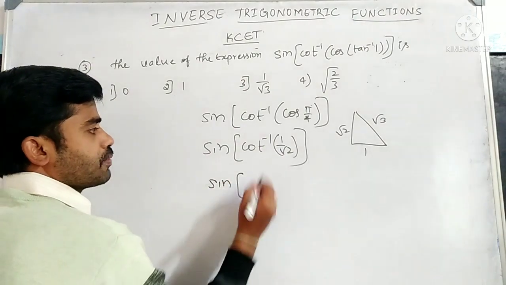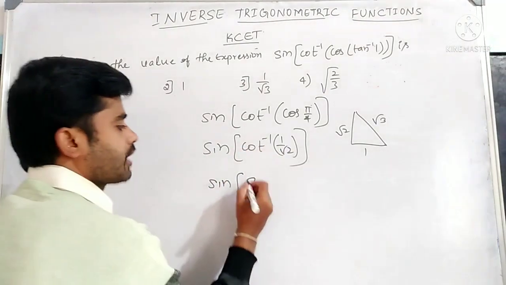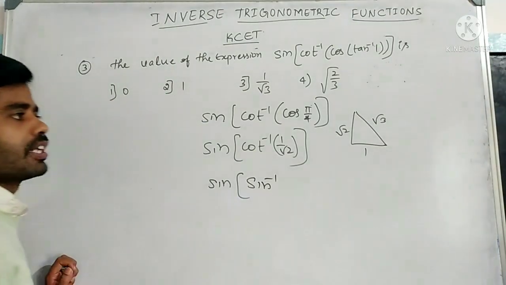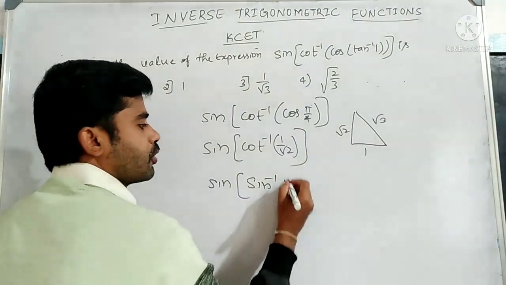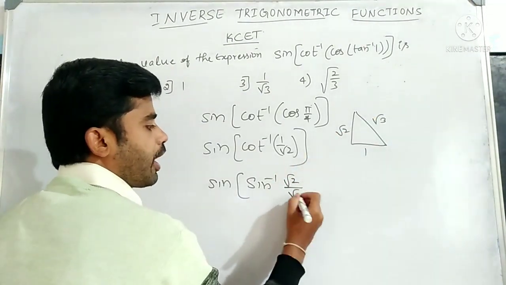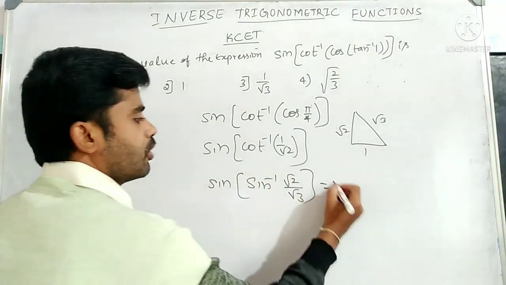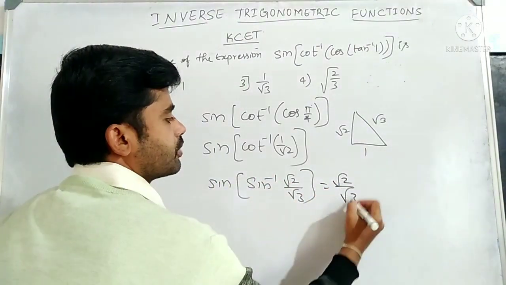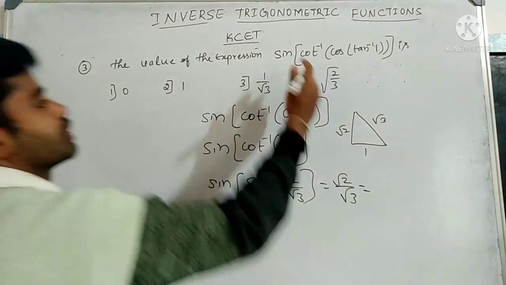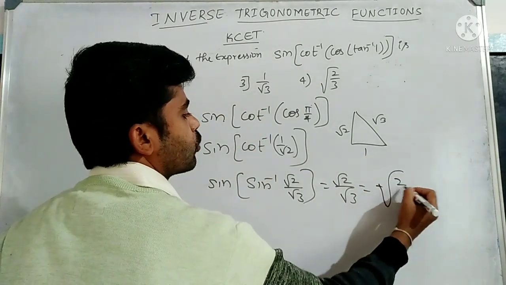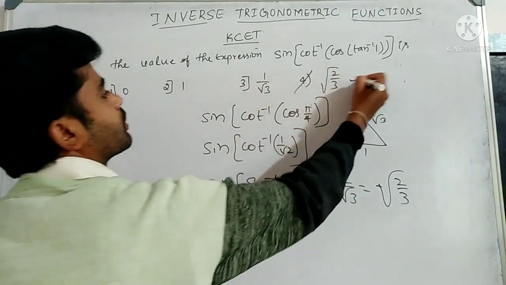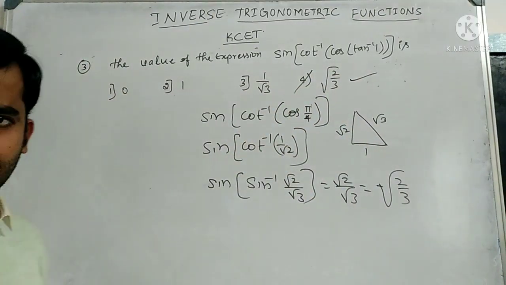Sine of cot inverse in terms of sine inverse. Sine inverse of opposite root 2 over hypotenuse root 3. Okay? So it is sine inverse of root 2 by root 3. Which option? This one, we can write it as root 2 by 3. This option is right. Okay, understood?